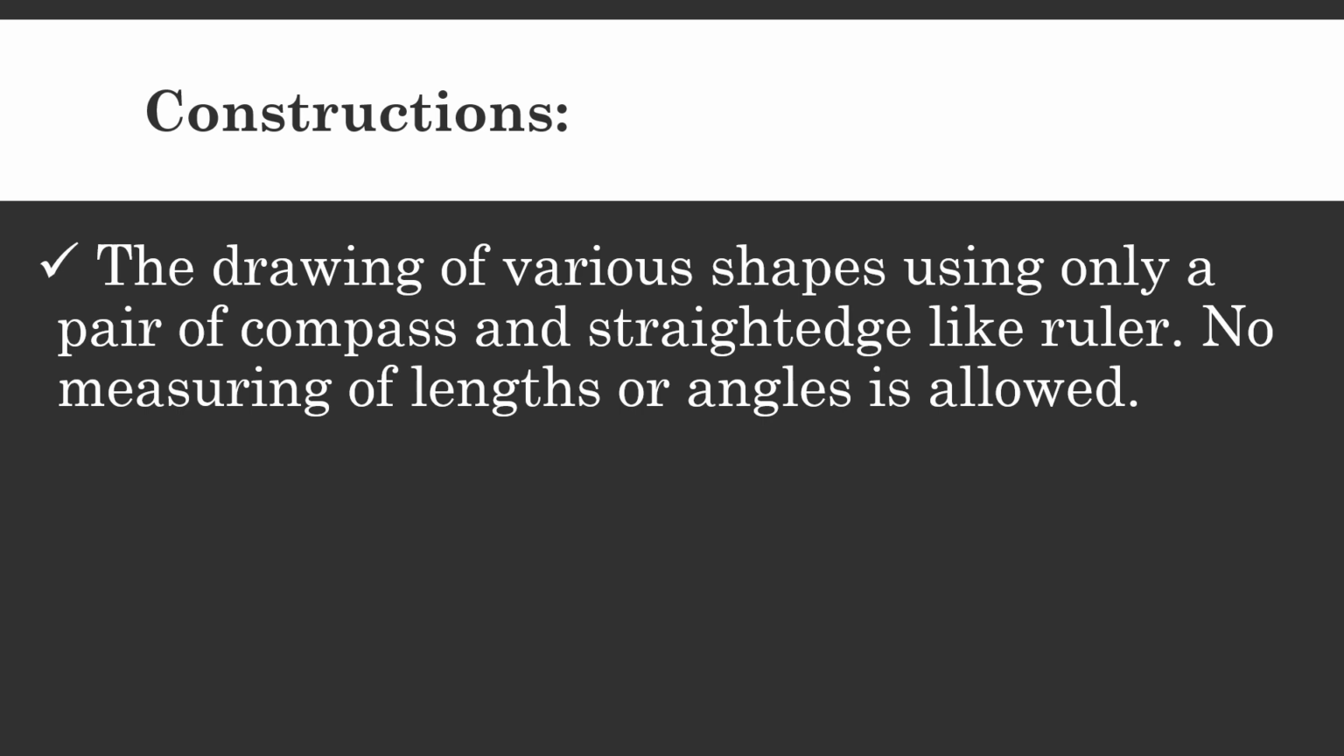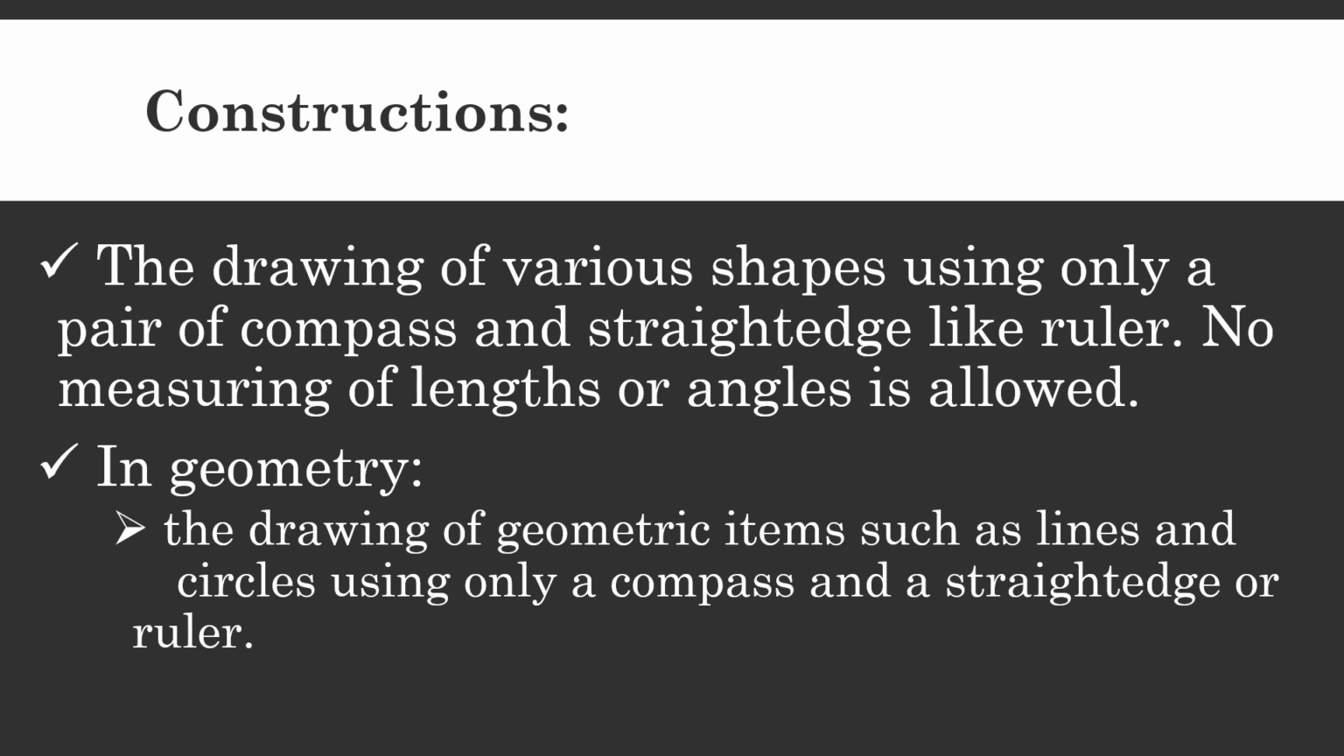Let's define constructions. This is the drawing of various shapes using only a pair of compass and straight edge like a ruler. No measuring of lengths or angles is allowed. So in geometry, this is the drawing of geometric items such as lines and circles using only a compass and straight edge or ruler.